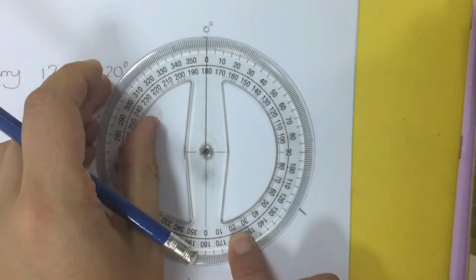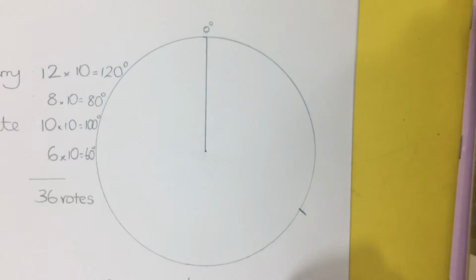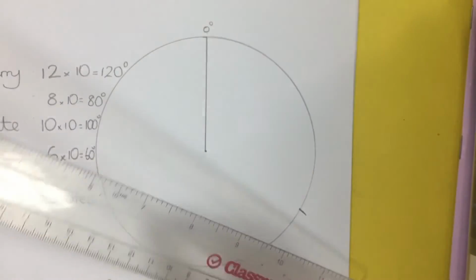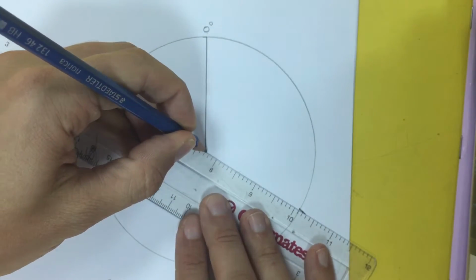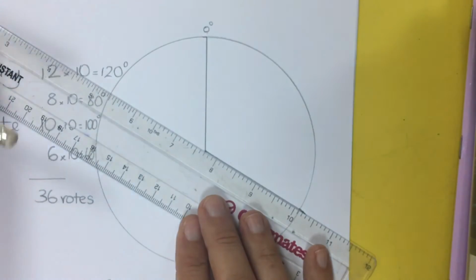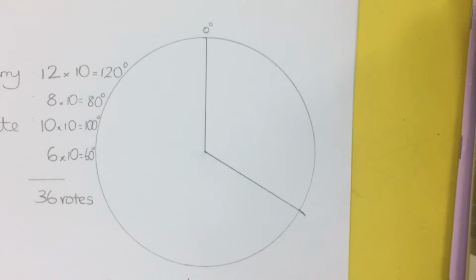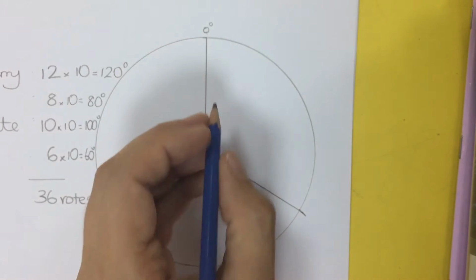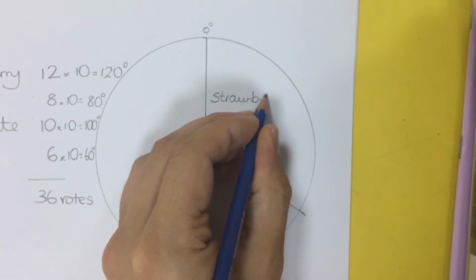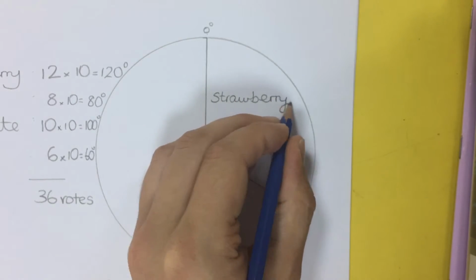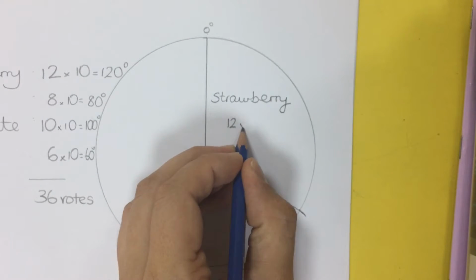You can do it that way, but just because this is the first time I've shown you, I'm going to stop. And I'm going to make sure that I draw from the center to the outside. I know that that is 120. And I also know that 120 degrees is a third of 360. And this looks like a third. So I know that I'm on the right track. Strawberry, 12 votes.